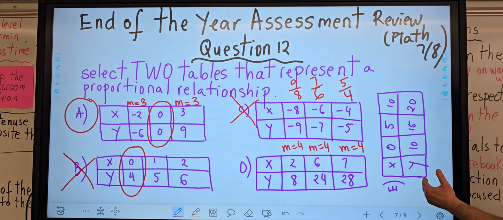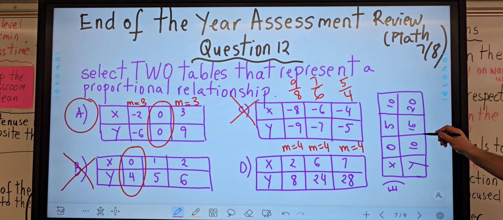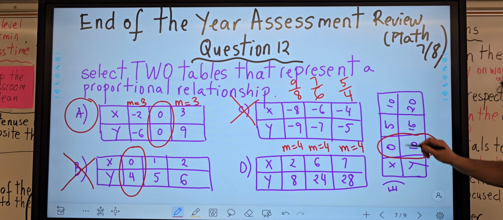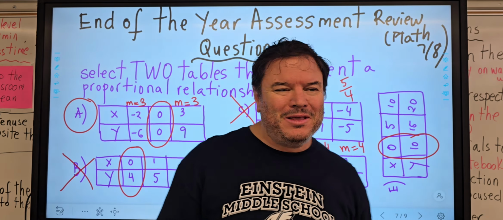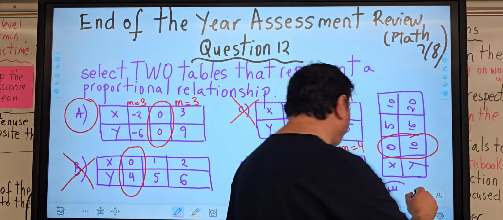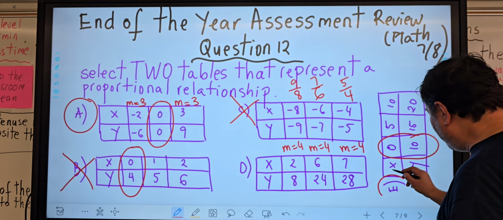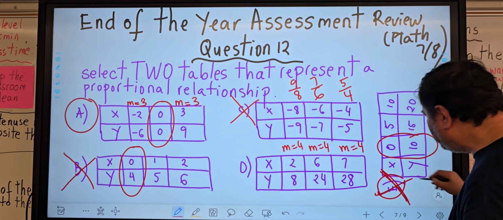Let's take a look at E for a moment. Right away we see again when x equals 0, y equals 10. Because of this, the line crosses the y-axis at 10, and it does not go through the origin. Therefore, E cannot be the answer.